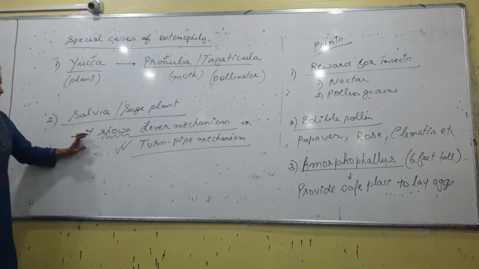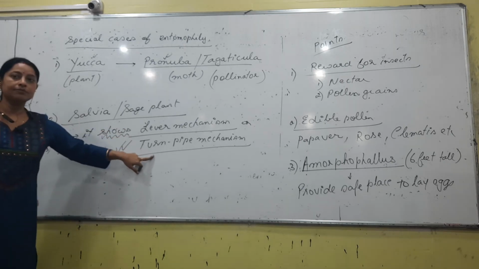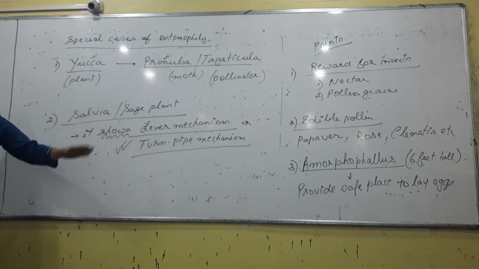Okay, next question ahead. Lever mechanism or turnpipe mechanism is seen in... It is seen in salvia, or pollination, but turnpipe mechanism type of pollination is a characteristic of... Or salvia undergoes pollination by... Right, because we have several examples that we have to study.